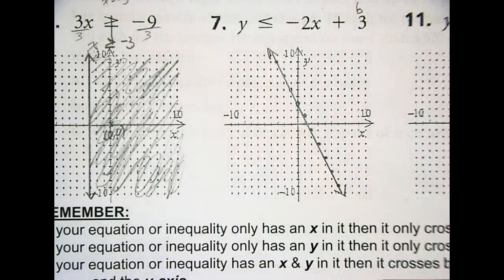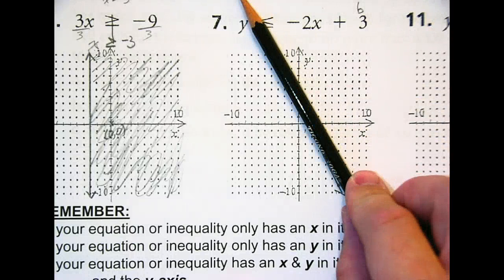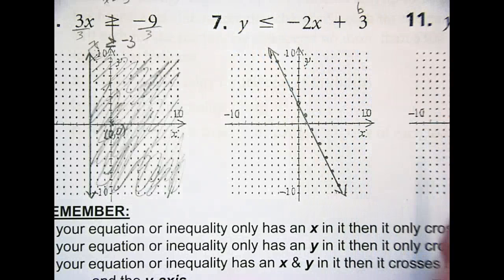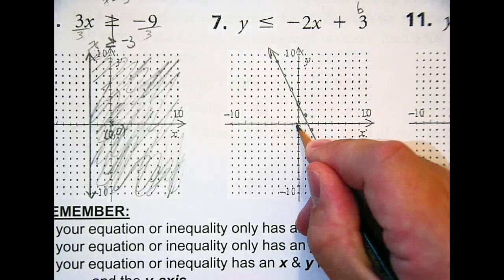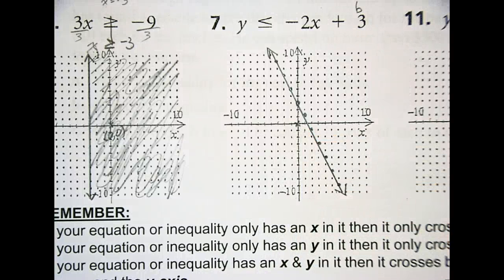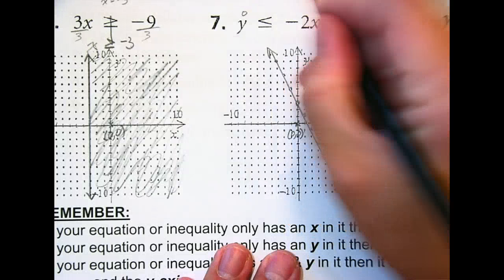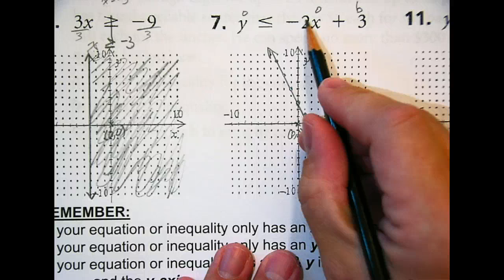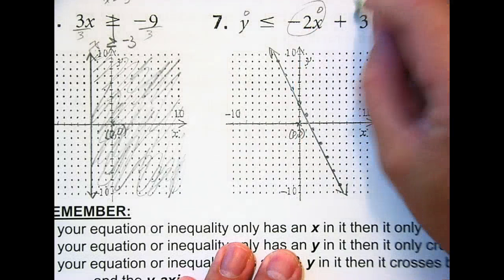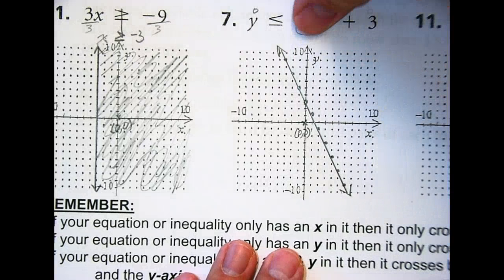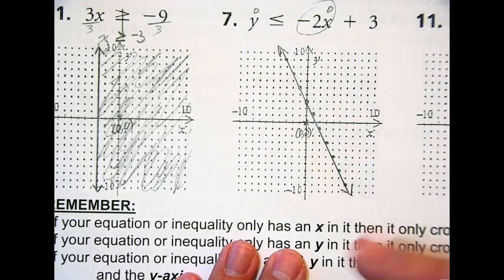Now we have to figure out where to shade it. Once again, you can test any point on either side of the line. You can test one over here or one over here. If I'm going to test, I always choose the point 0, 0 if it's not on the line, because that's the easiest point. When I put 0 into this, what's negative 2 times 0? 0. It's gone. So is 0 less than 3? Yeah. Less than or equal to? The answer is yes. So we shade over here.